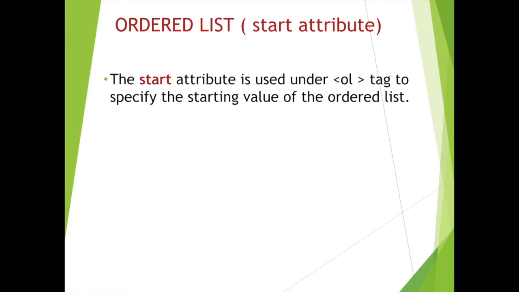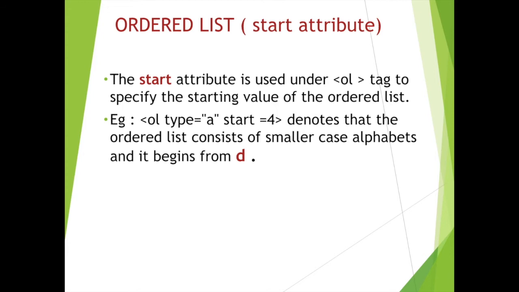But let's say you want to start the list from 5, or from any other value except the serial ordering, then you have to use the start attribute along with the OL tag. The start attribute is used under the OL tag to specify the starting value of the ordered list. So if you want to specify the starting value, you need to use the start attribute.